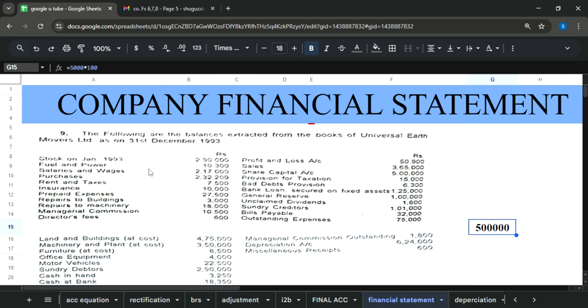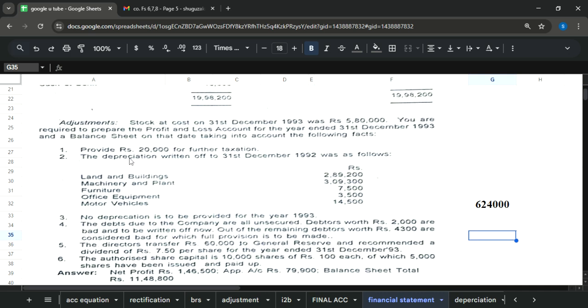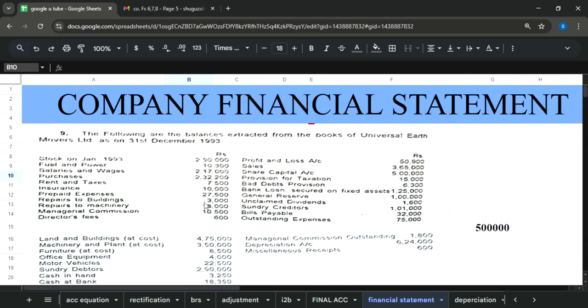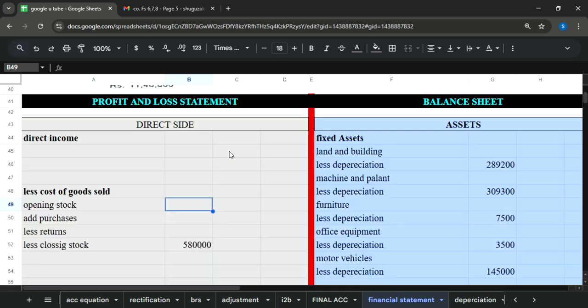And what is our target? We'll pick each and every amount present over here and we'll transfer it to the financial statement to their appropriate places. First, stock on January. Obviously, it's first January, so it would be considered as opening stock, amount of which is 290,000. Write down in direct side.